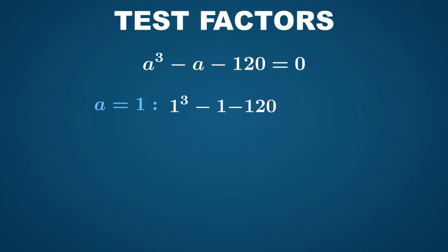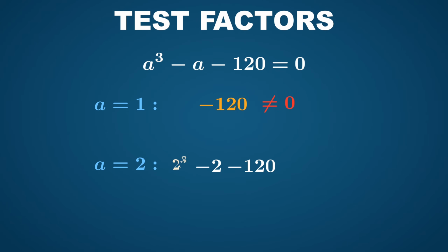We plug a equals 1 into the expression a cubed minus a. 1 cubed is simply 1, and subtracting 1 gives us exactly 0. 0 minus 120 gives negative 120. Since this is not 0, the value 1 is not a root here. Next, we will test the value a equals 2 in our polynomial.